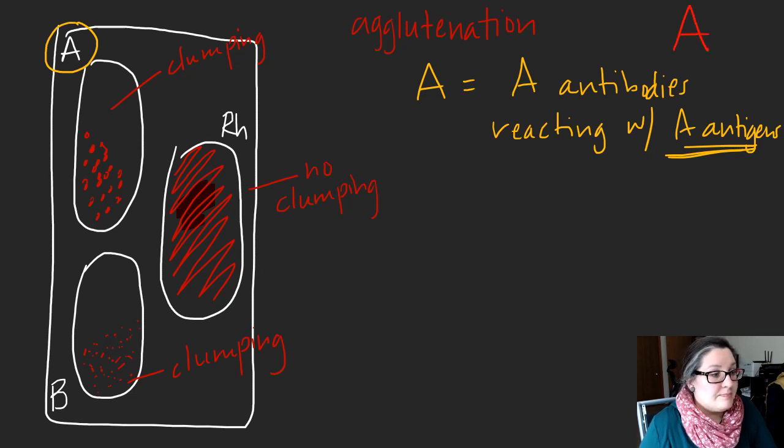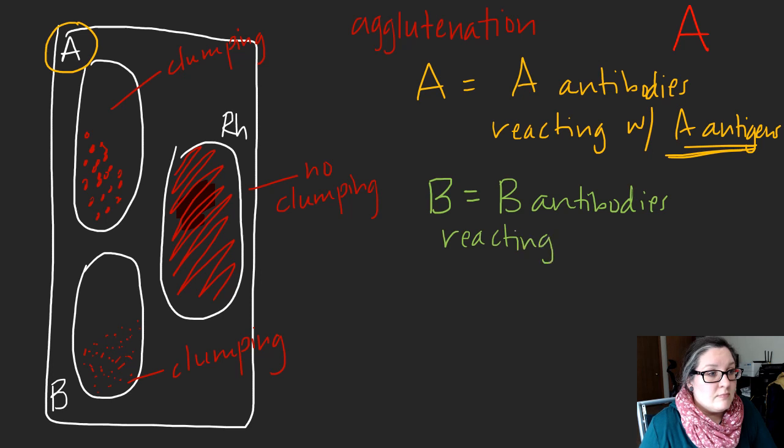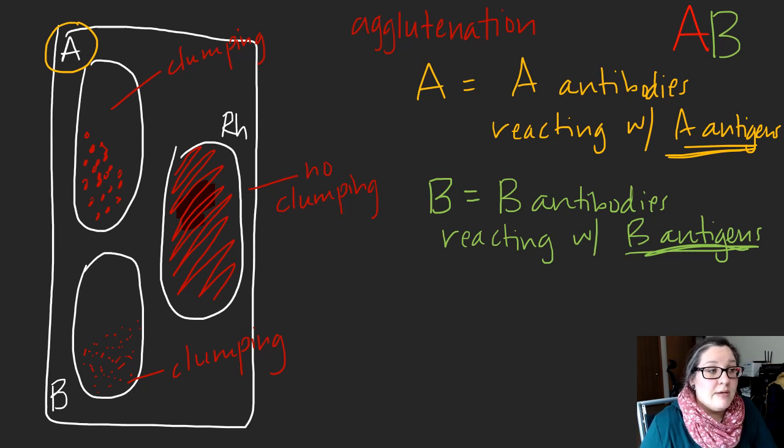So let's take a look at B. In B, we saw clumping, right? So that means that the B antibodies in the serum that we put in were reacting with the B antigens. So there must have been B antigens present. Now, there is no clumping found in the Rh factor. No clumping means no antigens to interact with the antibodies.